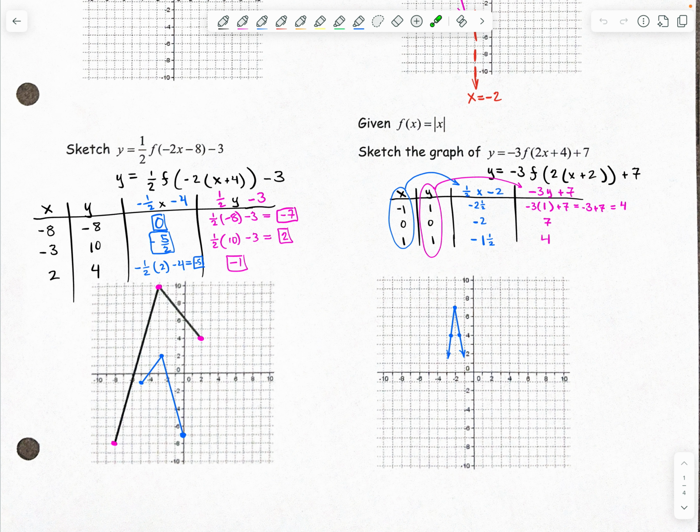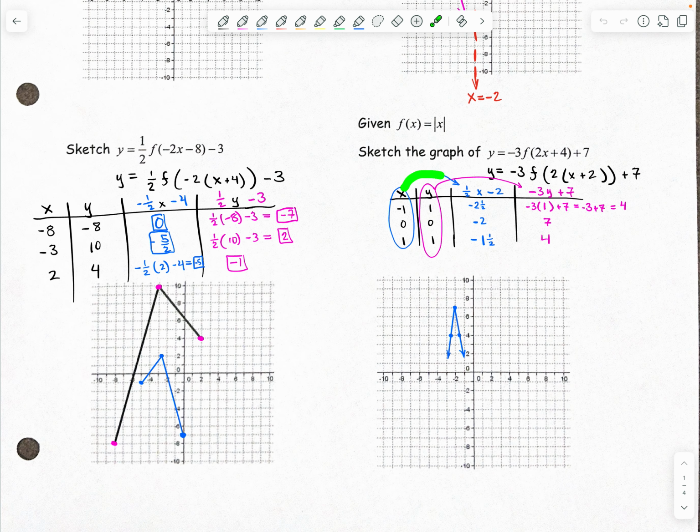Good. Here we have the absolute value function. When I'm looking at something like this, the parent function I know has these 3 points, and then I'm looking at the transformations to this. I will rewrite it with the 2 factored out inside of the bracket, so it looks like this. And then now I can do my mapping points.